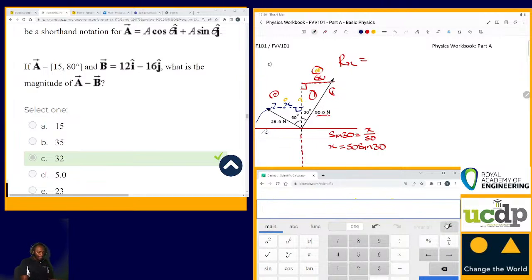Then we do the same for this side. Still, this is our angle, so this is our opposite, so it becomes sine 60, and our opposite is x over 28.9. So our x becomes negative 28.9 sine 60. Why negative? Because it's on the negative side of the x-axis.